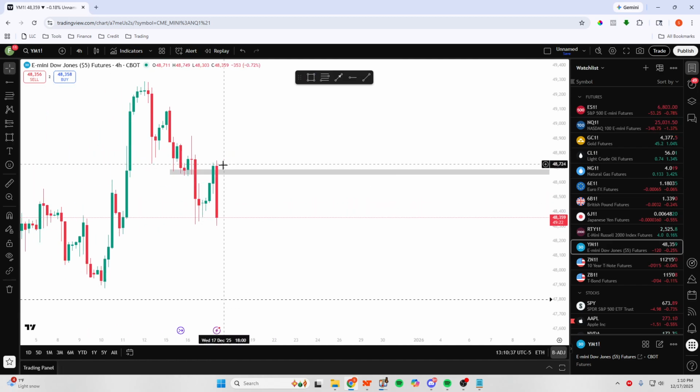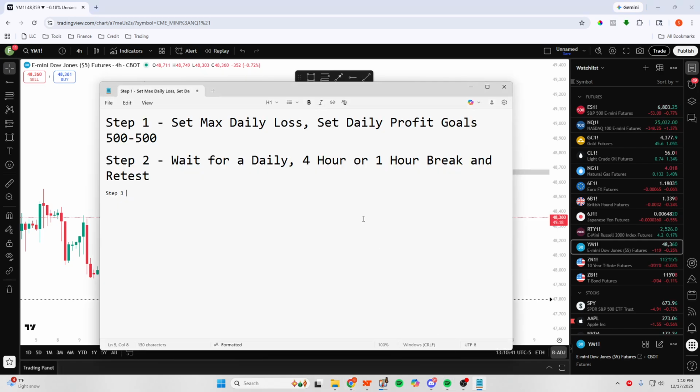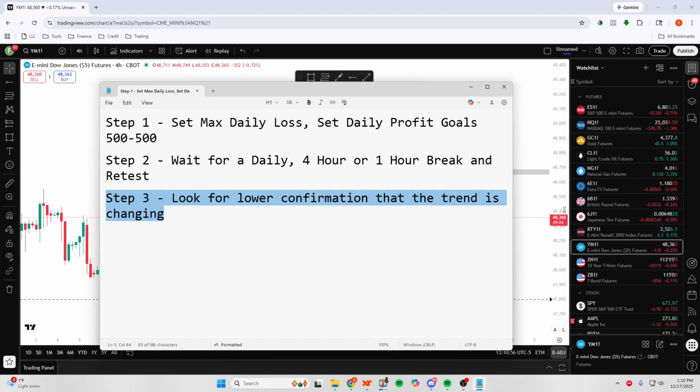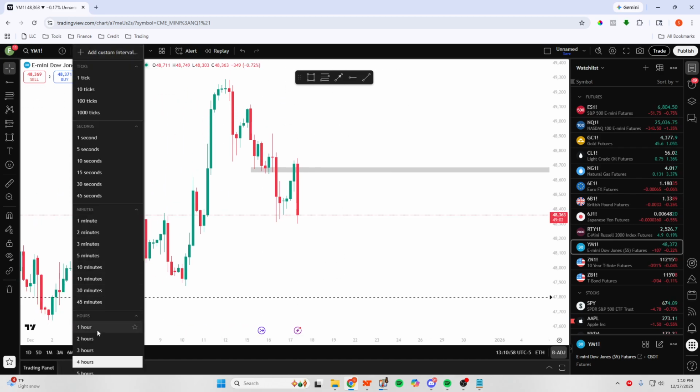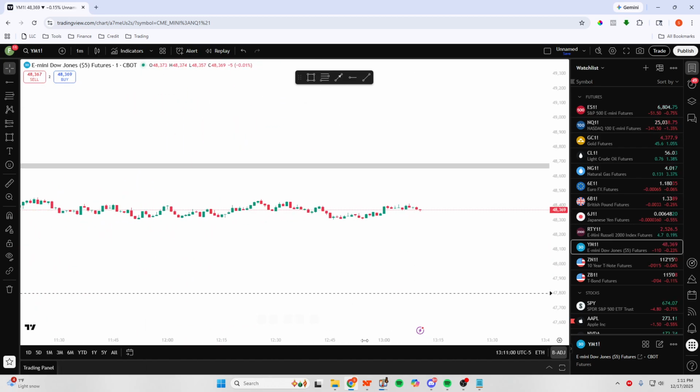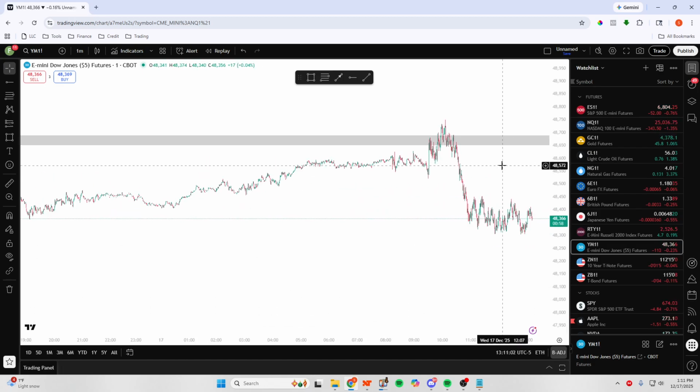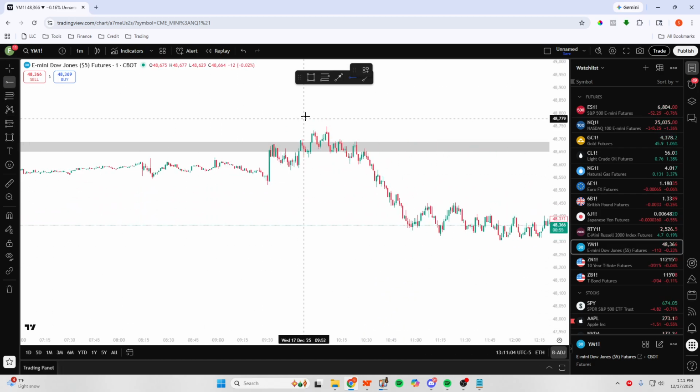Right, here's your break, your retest. Right now we're pulling below. Perfect. So now we got that level. So step 3 is look for lower confirmation that the trend is changing. Okay. So once you have that the trend is changing, and again, if we go to the 1 minute chart, we can begin to see the structures we're starting to get, break and retests.